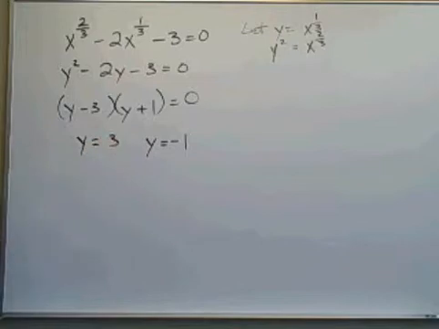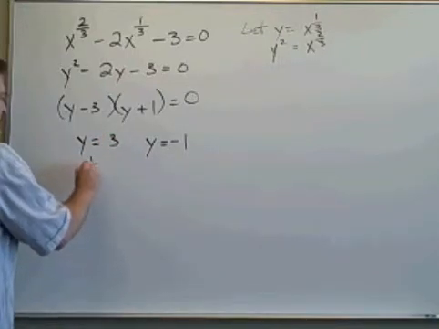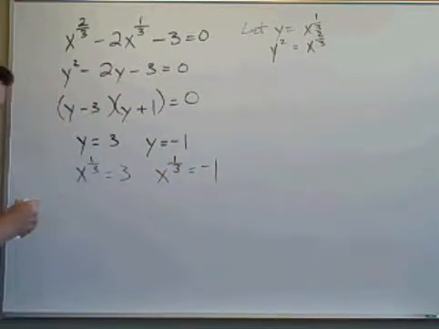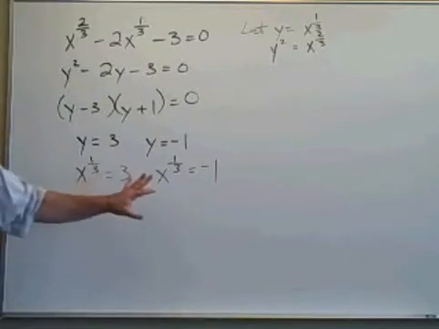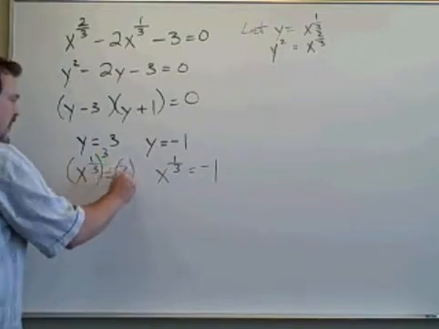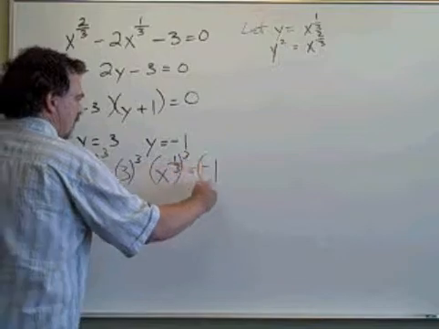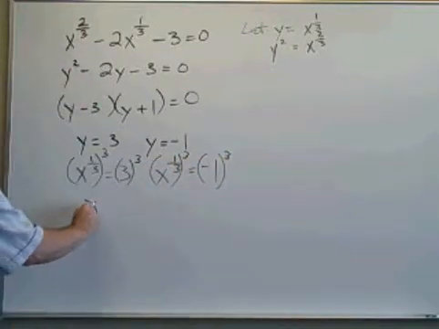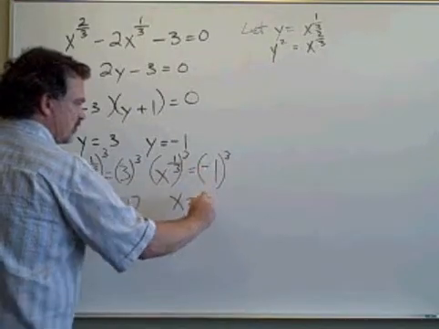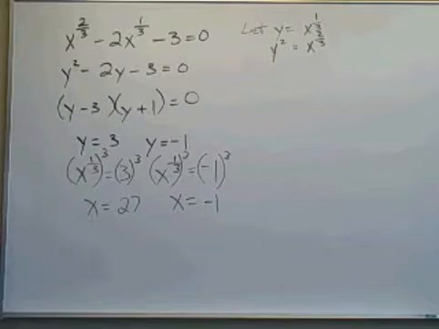And now we substitute back. x to the 1/3 equals 3. x to the 1/3 equals -1. And now we would cube both sides to get to x. So I would have x equals 3 cubed, which is 27. Or I'd have x equals the cube of -1, which is -1. And our two solutions that we found are 27 and -1.